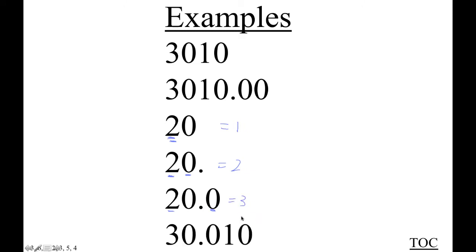All right, what's the next one? Okay, so 30.010, right? Here's our most significant digit, and then this is our least significant digit, this guy here, right? So this is 1, 2, 3, 4, 5. 1, 2, 3, 4, 5. 5 sig figs. Yeah, there we go. Let's do some more.